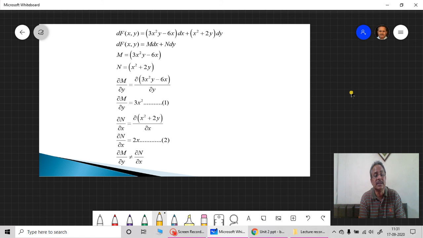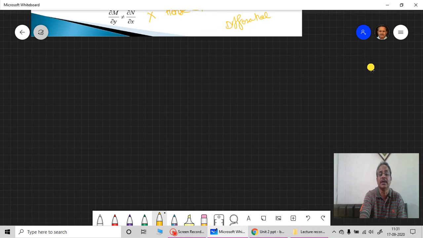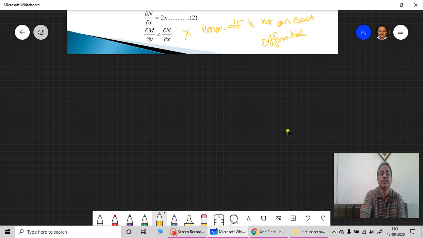So delta N upon delta x is equal to twice x. This doesn't satisfy the condition delta M upon delta y equal to delta N upon delta x. The condition is not satisfied. Hence this df is not an exact differential. Now if it is the case, then this f cannot be calculated. Here we have shown two examples, one is an exact differential, one is not, and what I want to show is that this exact differential format is very useful in thermodynamics.